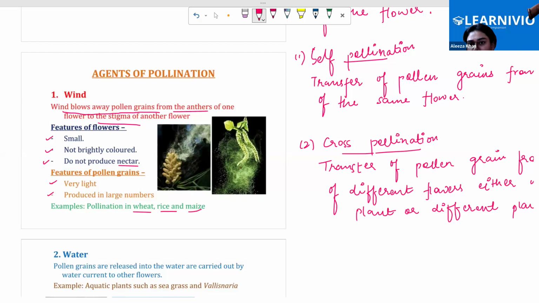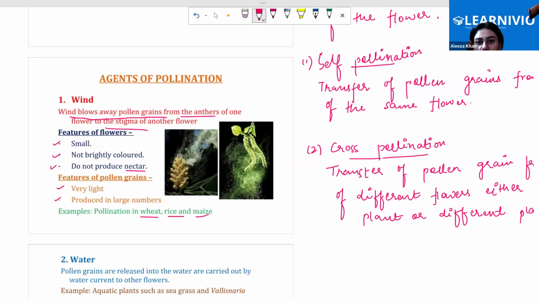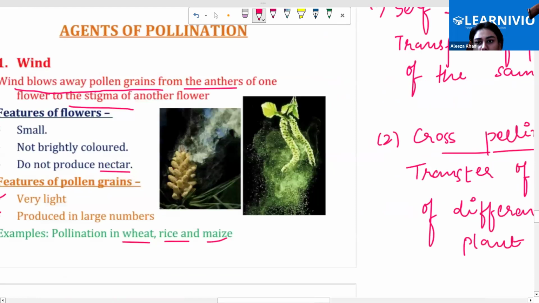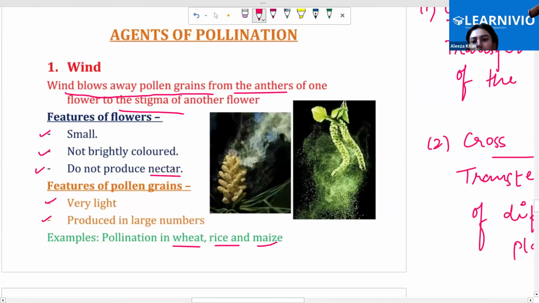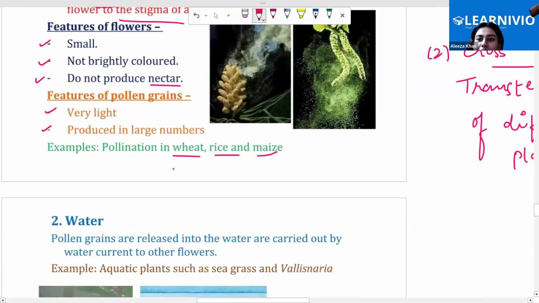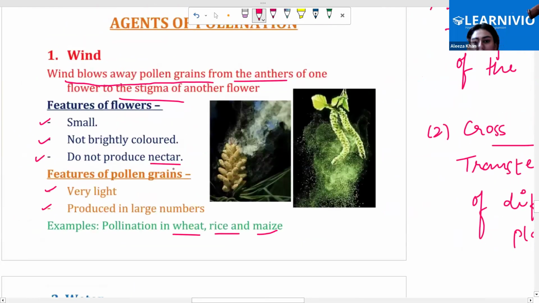Okay, you can observe in this image, see how there are a large number of pollen grains that are being released from the anther and are taken through the wind. If you can observe in the image. Yes, ma'am, that's a lot. And they are for the wheat, rice, and maize.